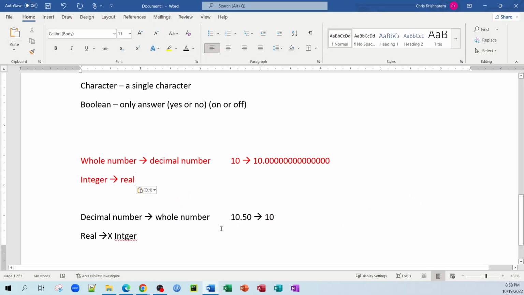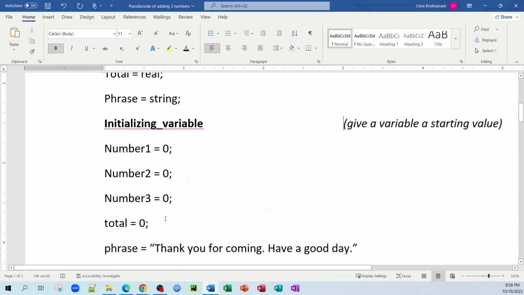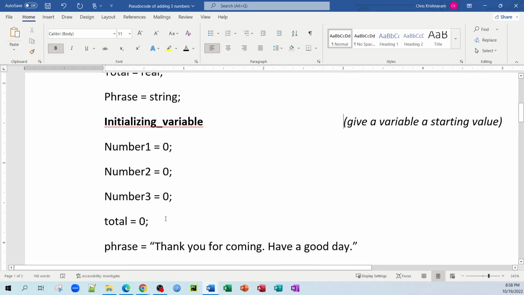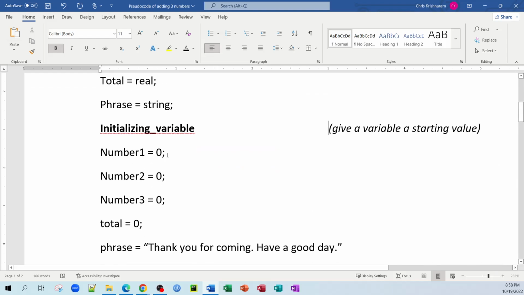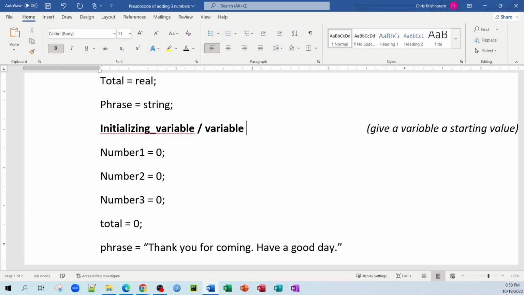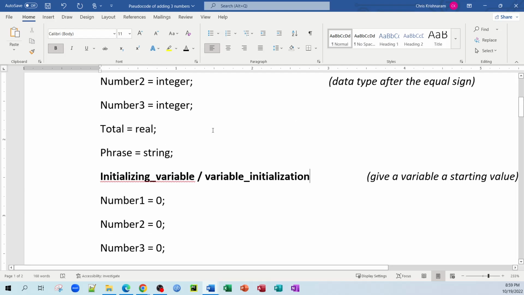Now, after you have finished declaring your variable, we are going to enter a stage called initializing variable, or we can call it variable initialization. So either one you can call it.